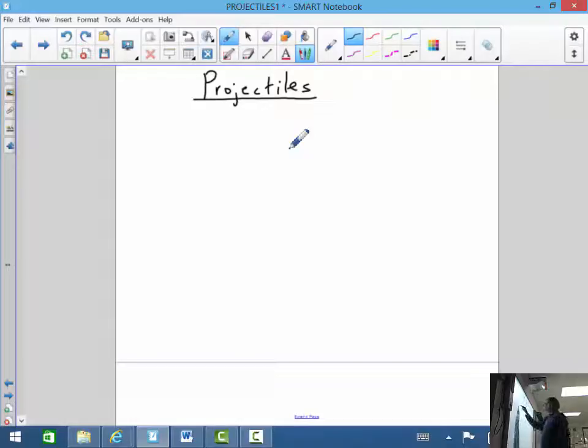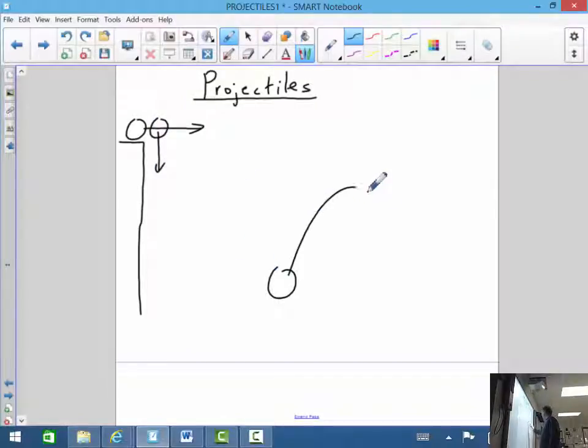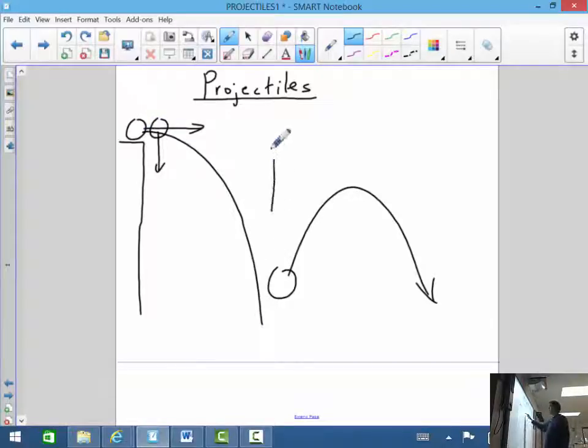Right, let's have a look at projectiles. So a projectile could be anything that rolls off a cliff with a certain speed, or could be just dropped off a cliff, or you could throw something into the air and it'll follow a parabolic path. And all these motions, whether it's going parabolic, straight down or straight up and down, could be termed projectiles. They all have a few things in common.